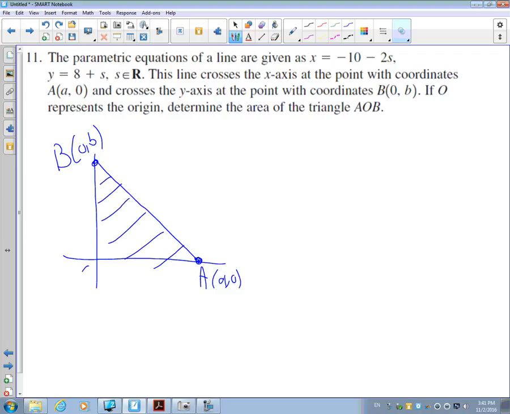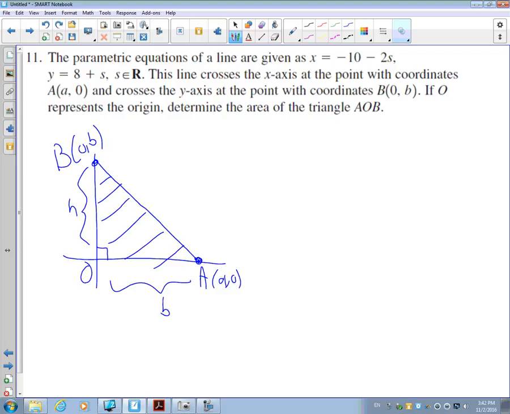And the nice thing about this is it's going to be right angled. So we can do base times height divided by 2. That'll make our life pretty nice, as long as we can figure out how big the base is and how big the height is. And we can do that if we can figure out the points A and B. So how do we go about doing that?